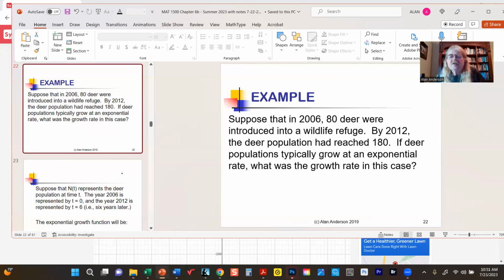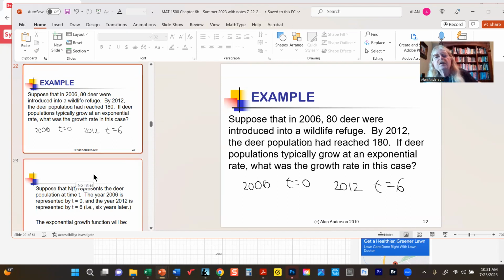So here what we have to do is let the year 2006 be replaced with t equals 0, and 2012 will be replaced with t equals 6. Okay, we don't want the years in the formula, it'll affect the results. Instead, we think of 2006 as the starting point, and 2012 is today, 6 years later. So we know what the populations are at both points in time.